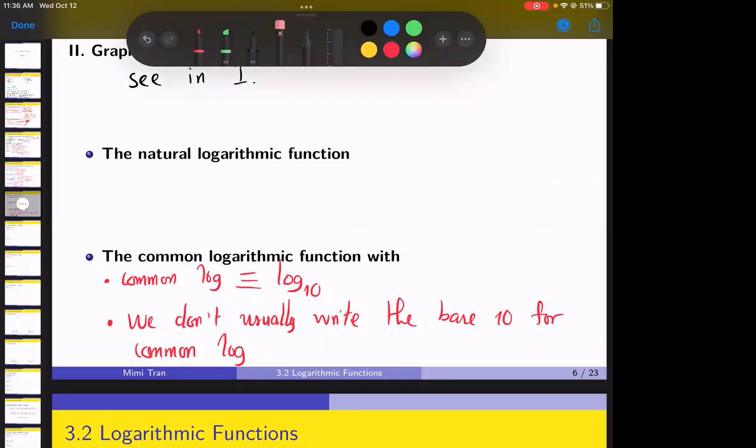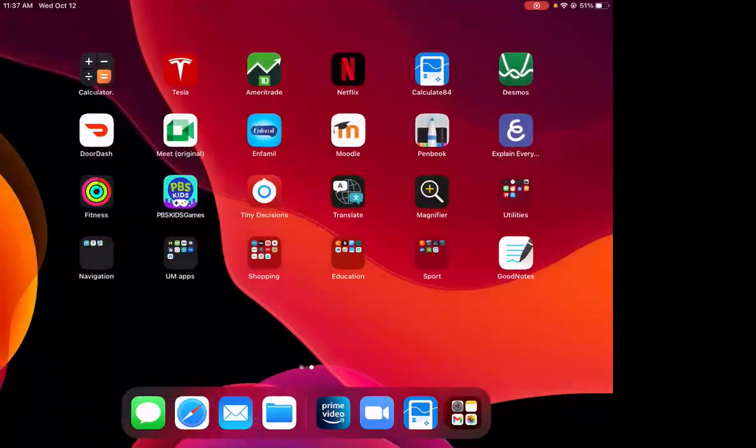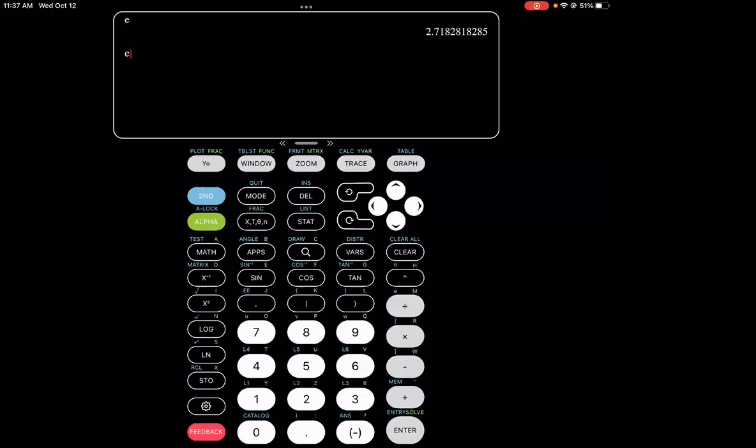Let me write this like this. Natural log is equal to log base e, and is also equal to ln. N is for natural. You have this on your calculator as well. Right there, ln, right below log.